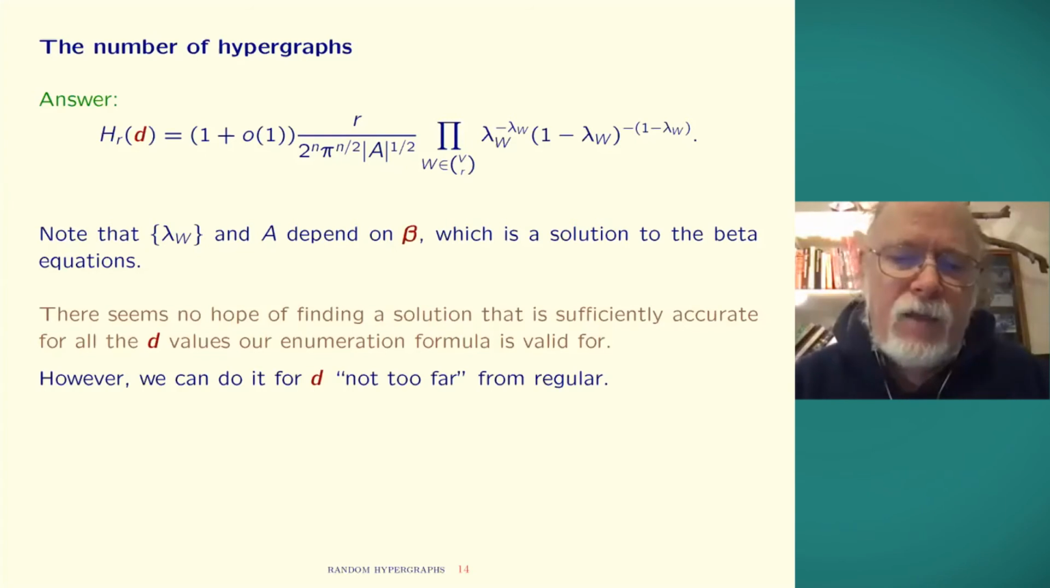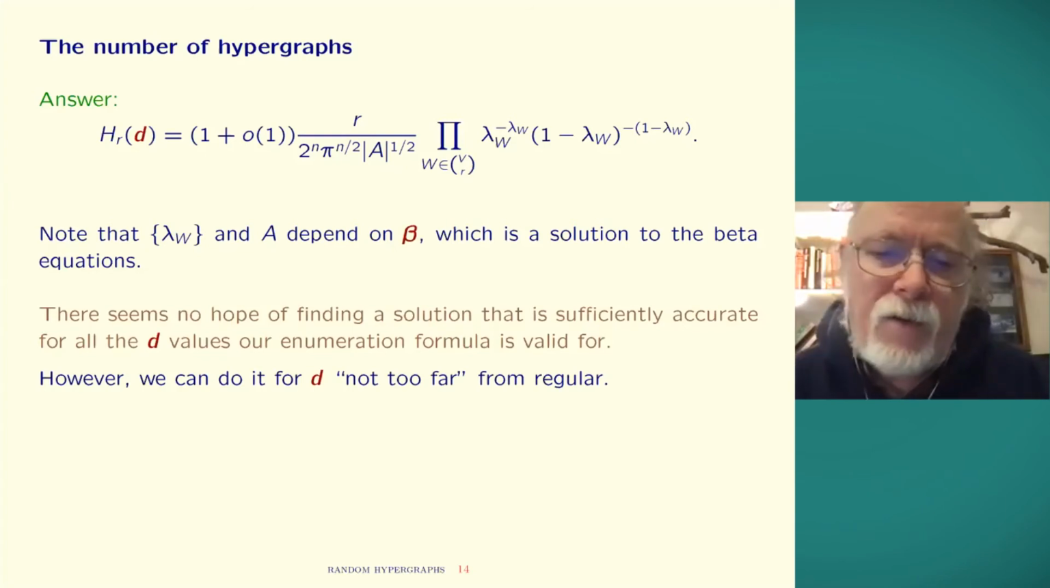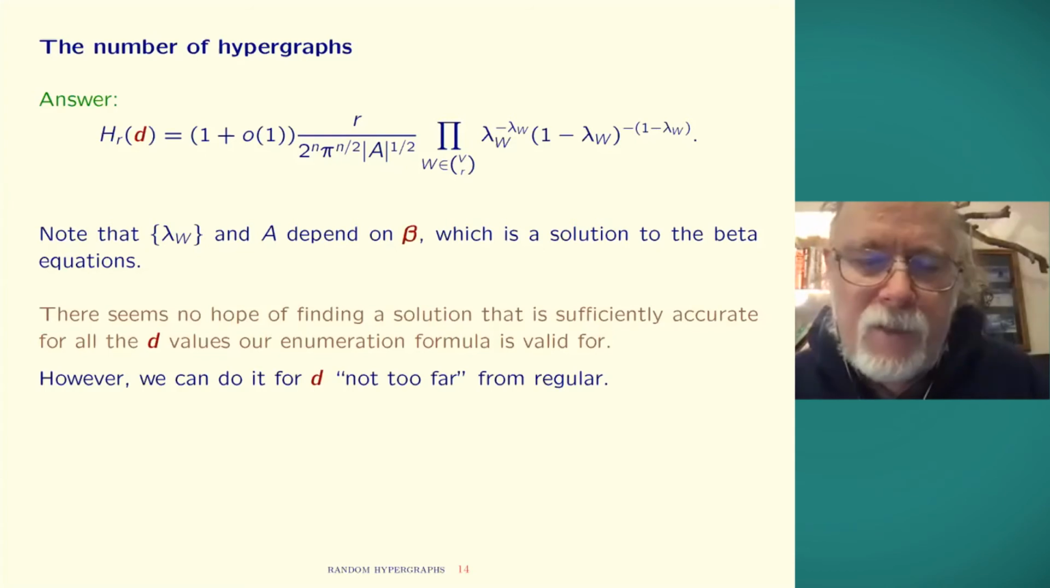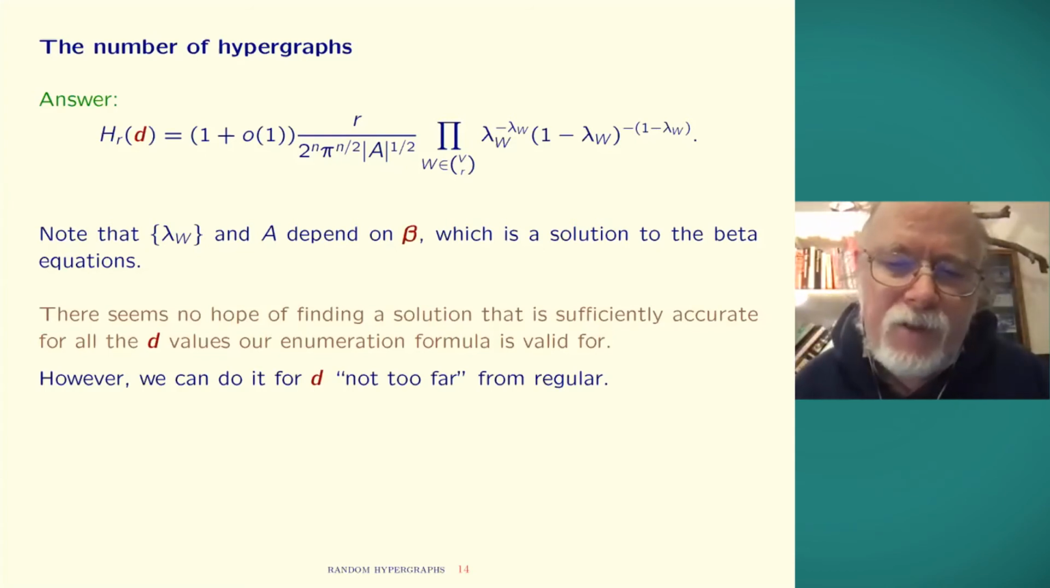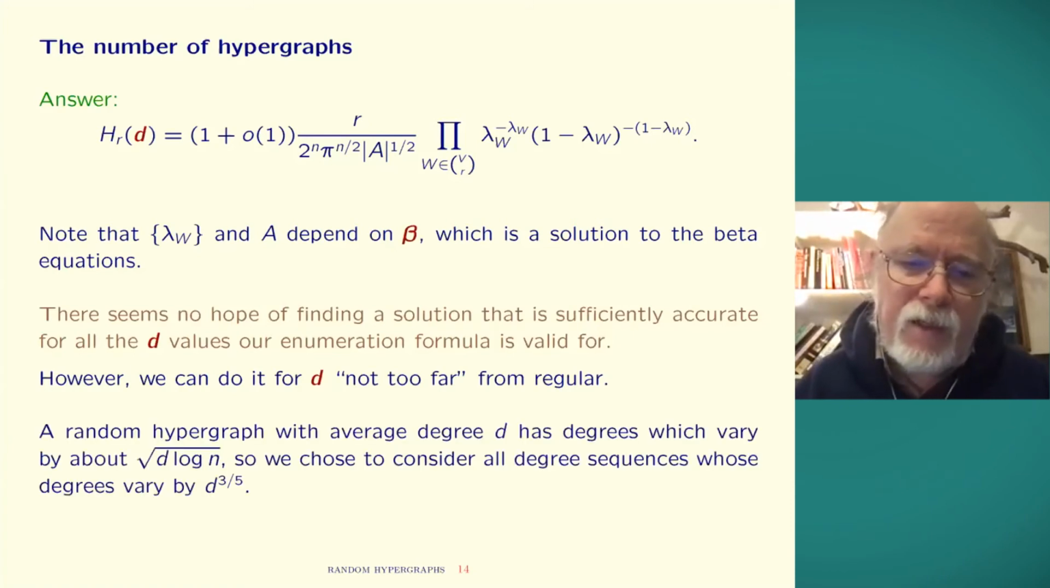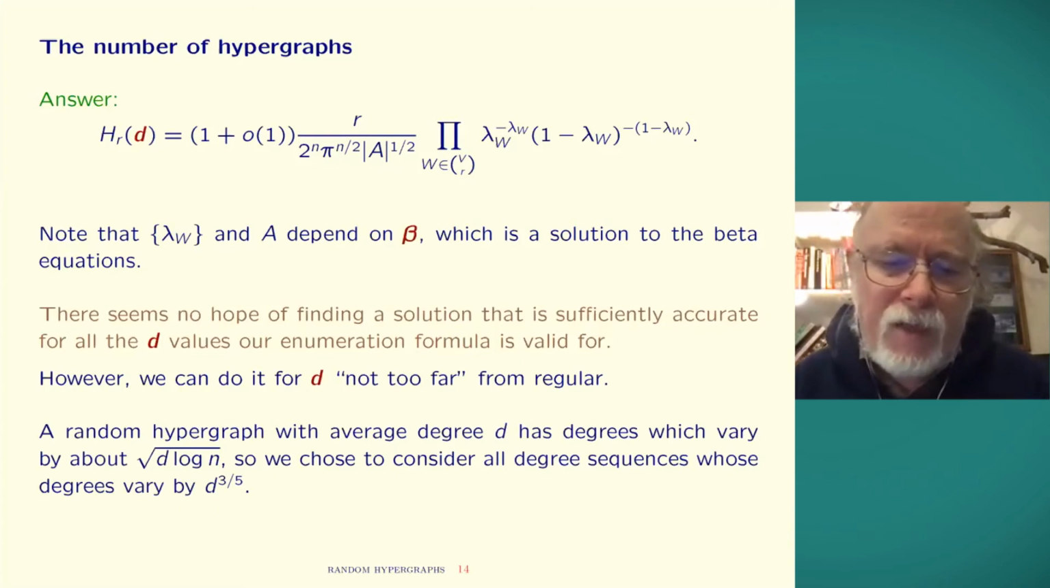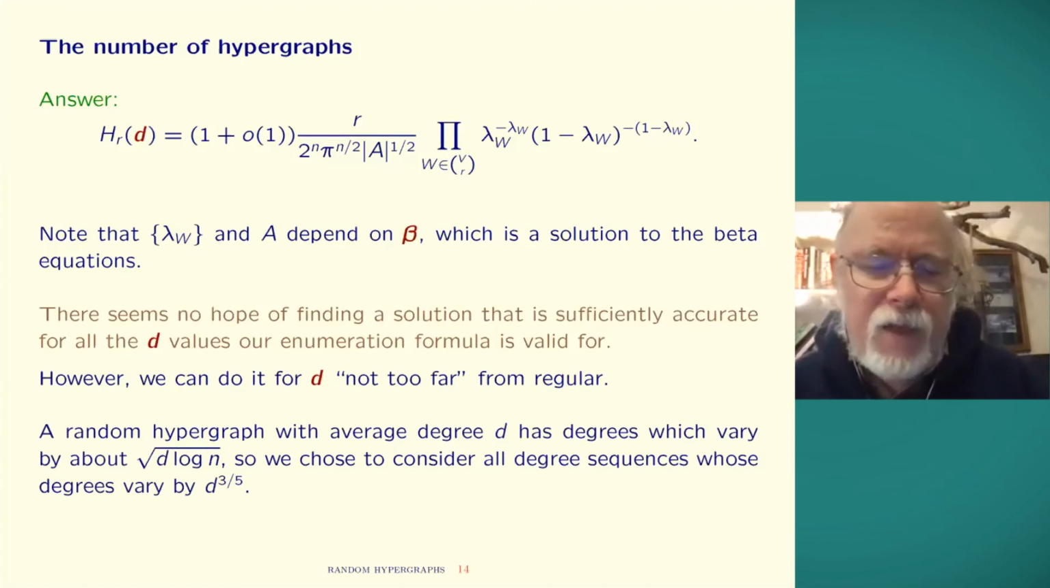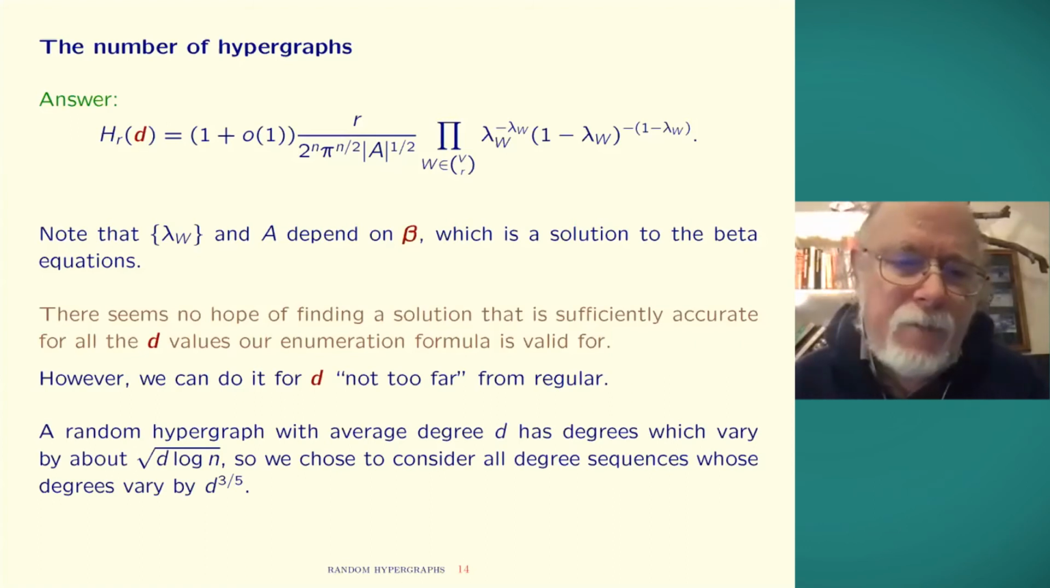On the other hand, if our degree sequence is not too far away from regular, it is possible to solve the beta equations to sufficient accuracy to give an explicit answer. And let's look at that now. So how far away from regular do we want to allow? Well, we want to allow any degree sequence which is reasonably likely to occur for a random hypergraph, because our aim was to study the degree sequences of random hypergraphs. So what we want is an explicit formula for any degree sequence that's likely to occur.